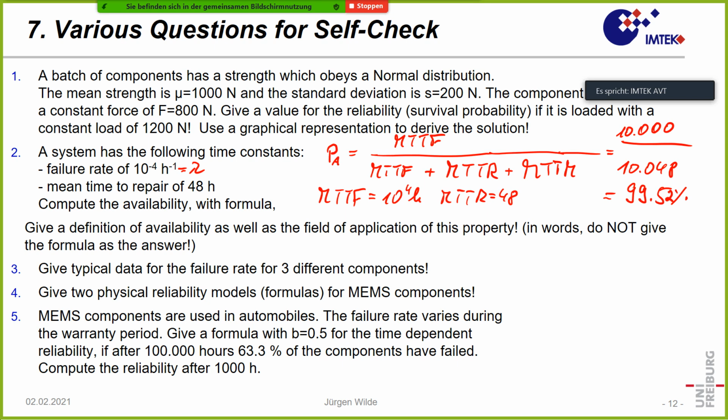What is the definition of availability? And for which cases do we apply availability? How can we describe availability or average availability, and in which cases can we only apply availability?